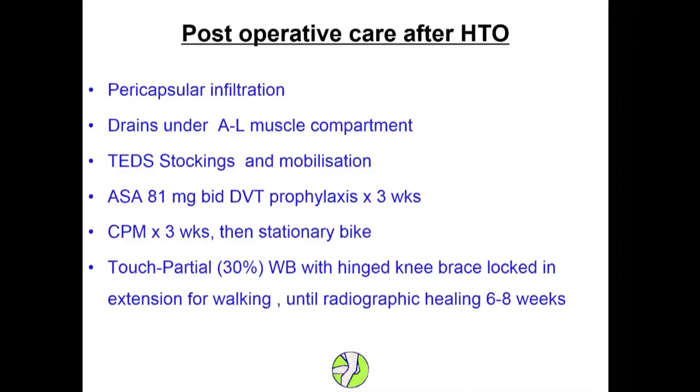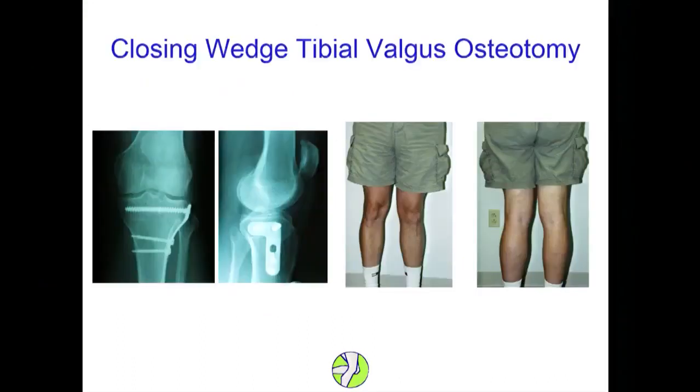I put drains under the anterolateral muscle compartment, TED stockings, get them up right away. Aspirin, baby aspirin twice a day for 3 weeks. CPM, then a stationary bike by 1 to 2 weeks. Touch weight bearing until we see bone is healing with a closing wedge. It's usually 6 to 8 weeks, and it's quite solid. That's the advantage of a closing wedge.